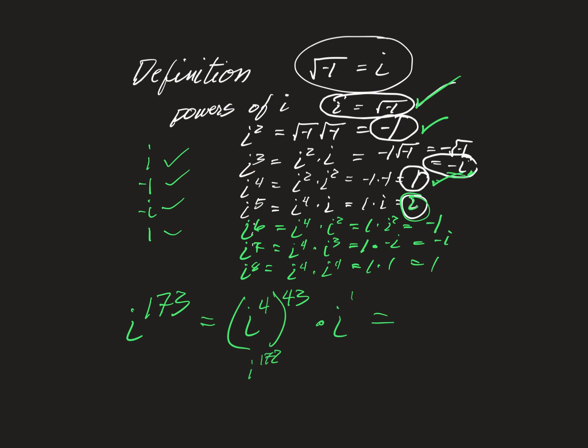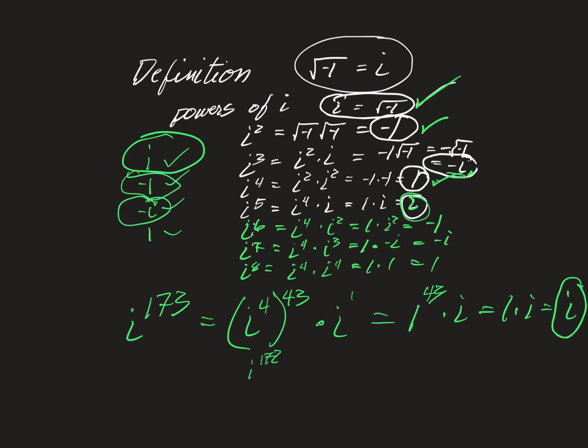i to the 4th is just 1, so that's 1 to the 43rd power times i. And so that's just 1 times i, so we get i, all right? Which is the correct answer, and that's i to the 173rd is i. So what about i to the 174th? Well, it will be -1. How about 175th? It will be -i. And how about 176th? It will be 1.